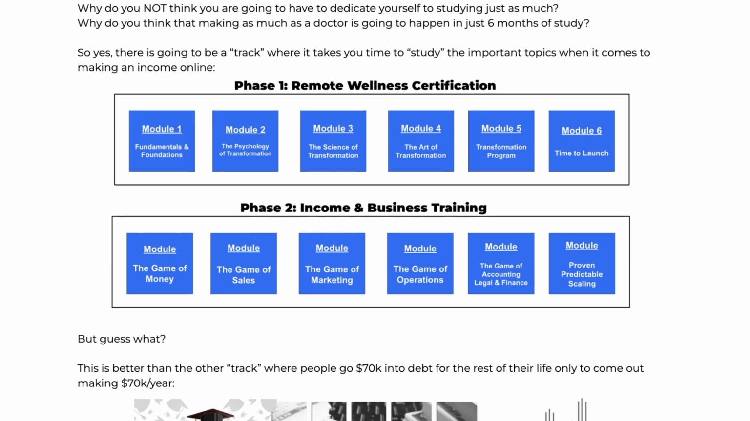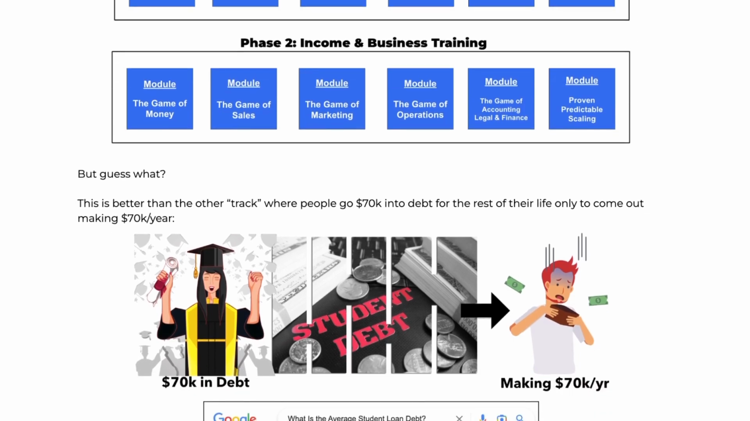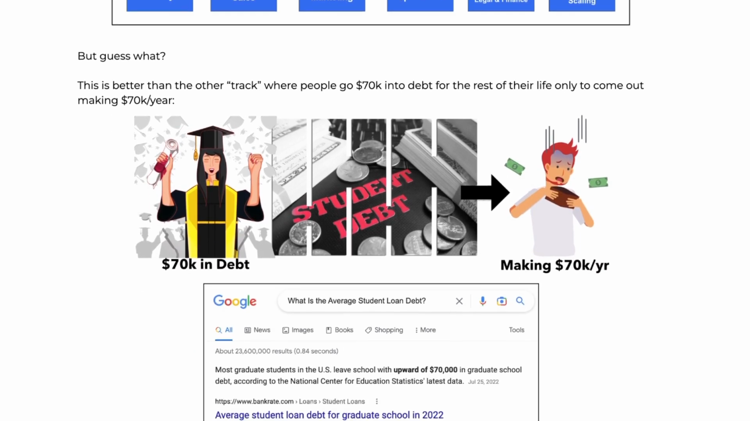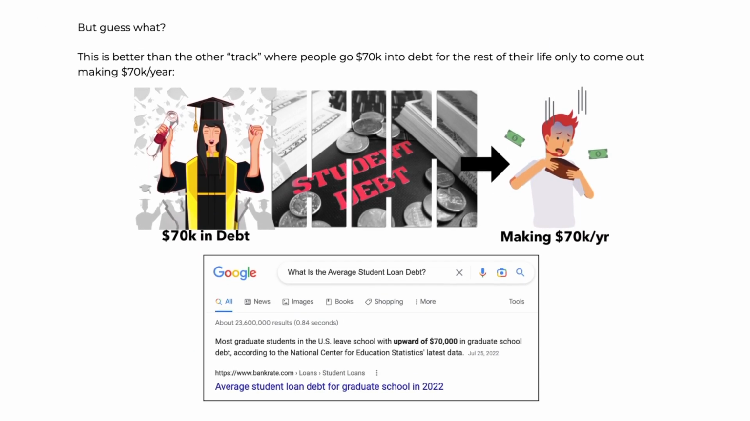But guess what? This is a better track than the other track that exists right now out there, right? Where most people go $70,000 plus in debt for the rest of their life only to come out making $70,000 a year. And then when you adjust that for their cost of living, they don't have any money left over to even pay for that debt, right? And this is not something I just made up. Average student loan debt, you can look it up. The average student loan debt is substantial. And so this is the response to those students who wear the failure uniform.